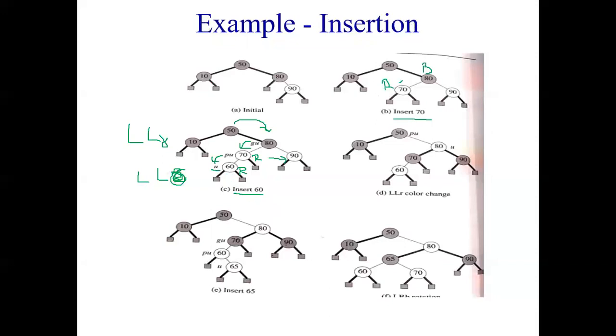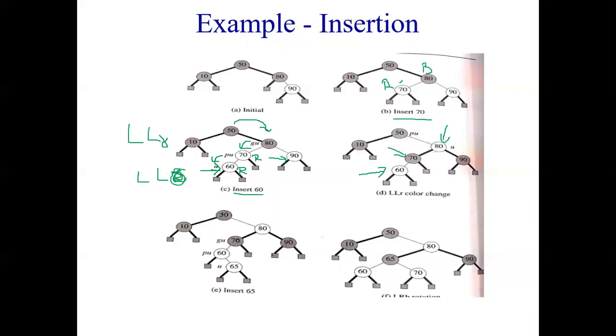Okay. So what should we recolor? We will not recolor the new node, especially when it is the leaf node. Rather, we will recolor the node's parent and the grandparent. Make the parent color black and make the grandparent color red. But before making the grandparent color red, check whether the grandparent is the root of the tree. No, the grandparent is not the root of the tree.